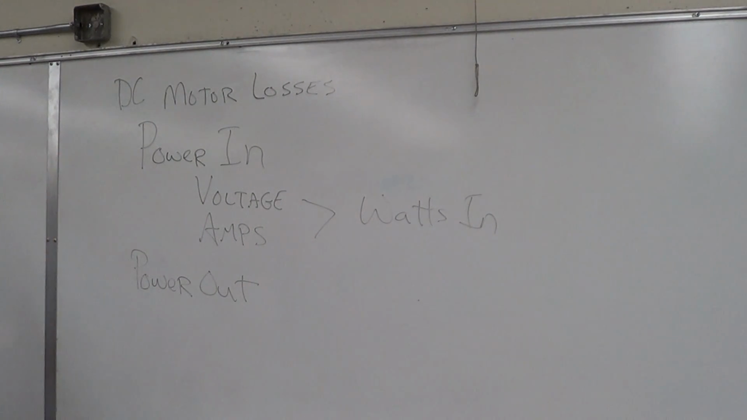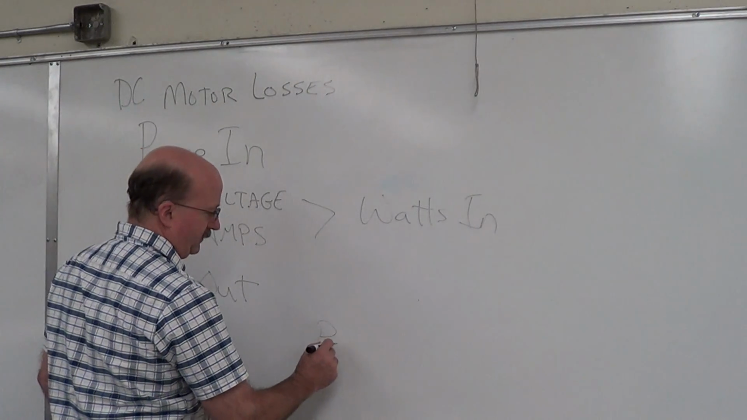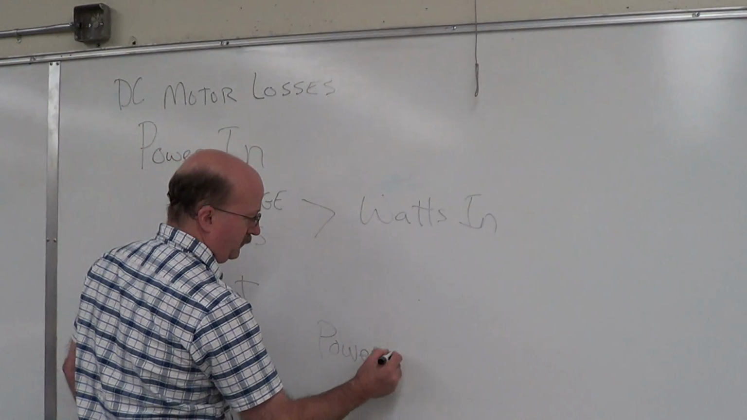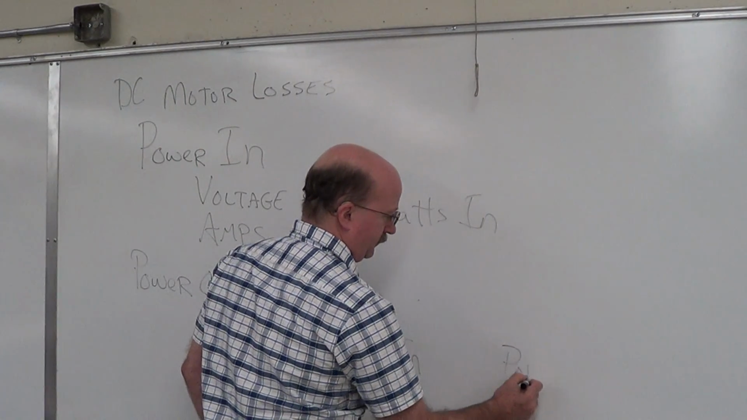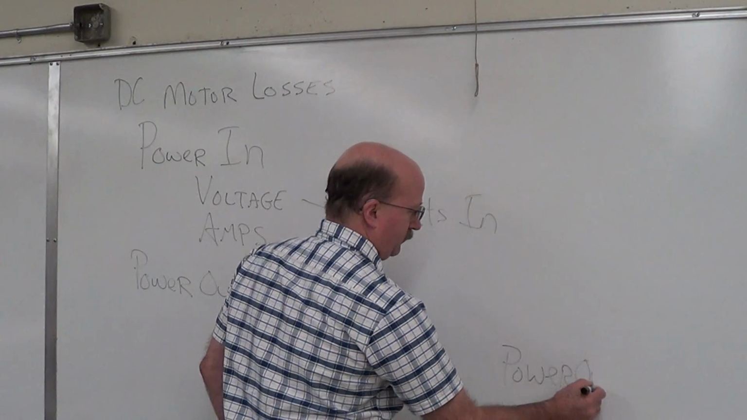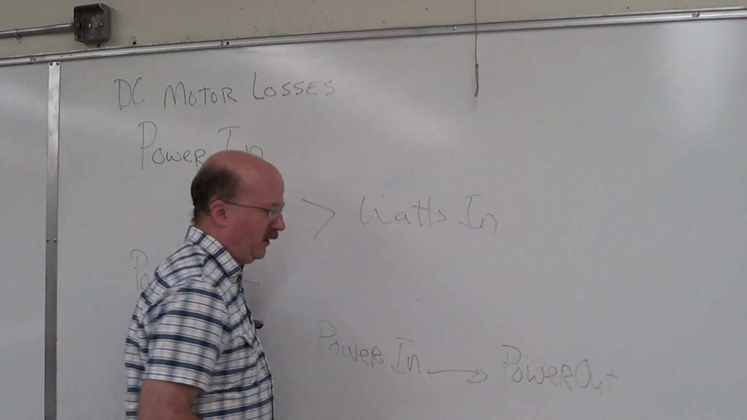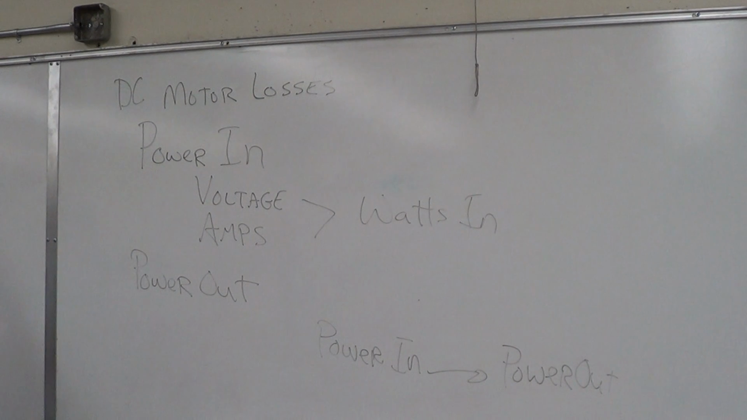We talked about horsepower, dynamometers, and measuring your power out. This is mechanical power, so we've got to measure that mechanically. So somewhere between power in and power out, we have a whole series of losses. What kind of losses do we have?